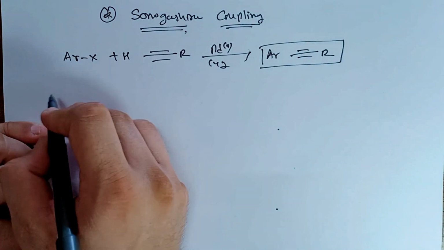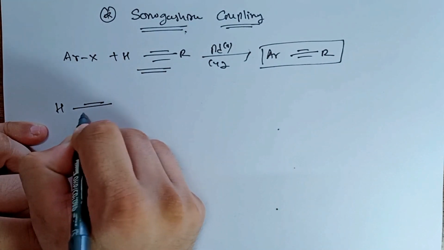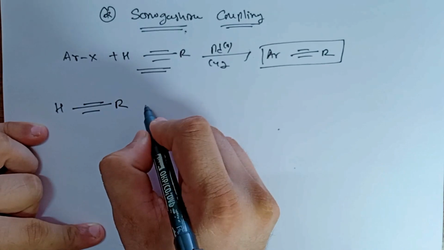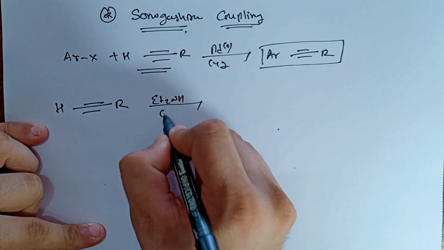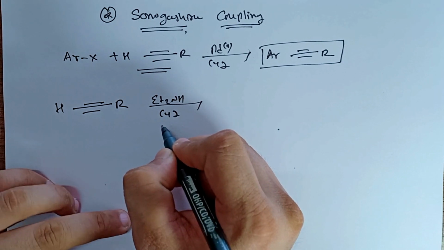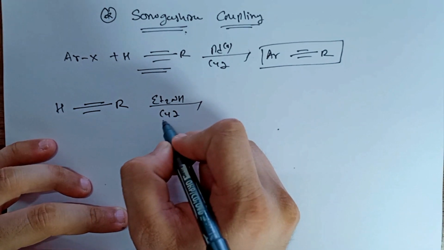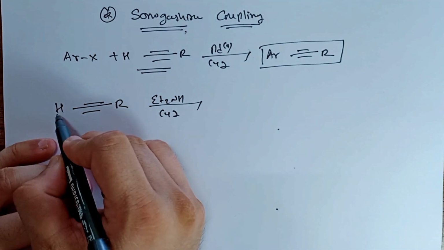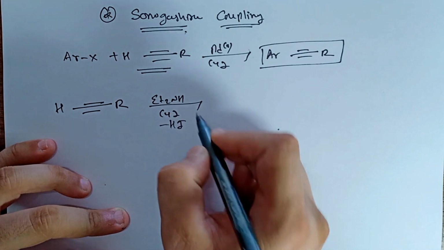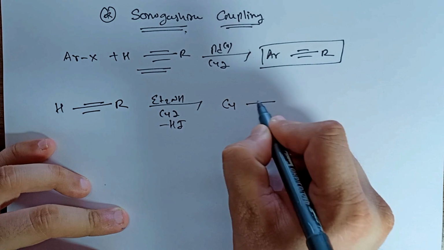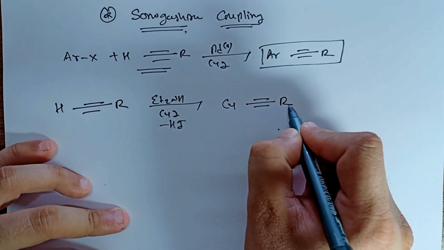Now let us understand its mechanism. So first of all, let us take this molecule, that is the alkyne group over here. Now in presence of base, that is the diethylamine, and copper iodide molecule, here copper will act as a co-catalyst. So this copper will be reacting with this H. So this H will be replaced by the copper, and hydrogen iodide will be removed. So here we are having copper in the place of the hydrogen. So that is our molecule, copper, triple bond, R group.